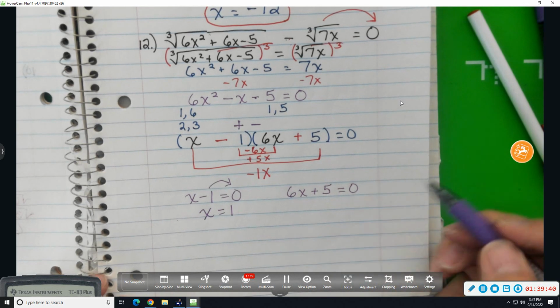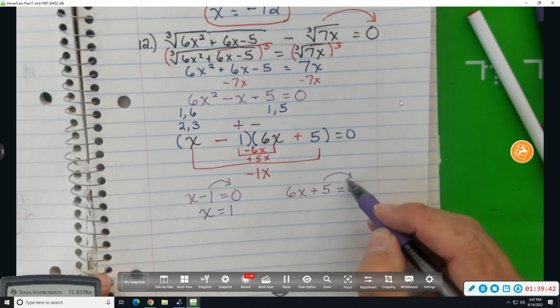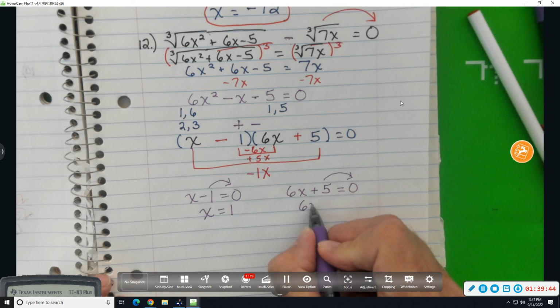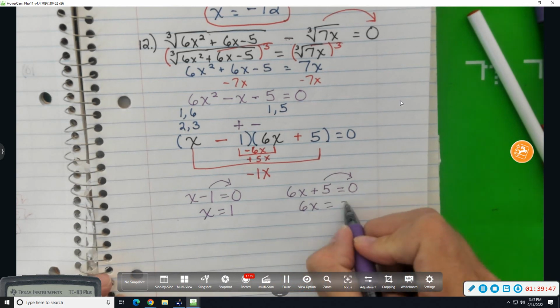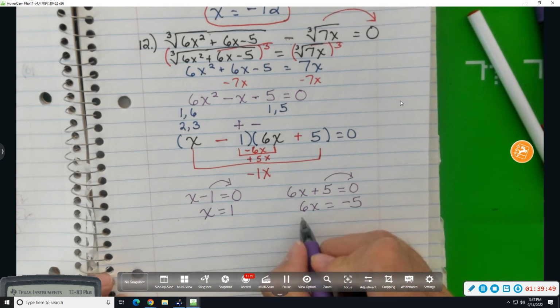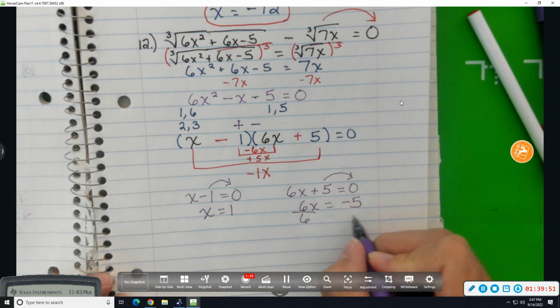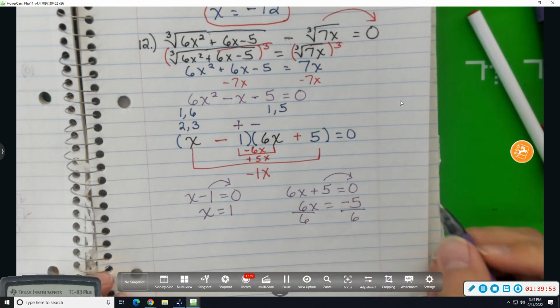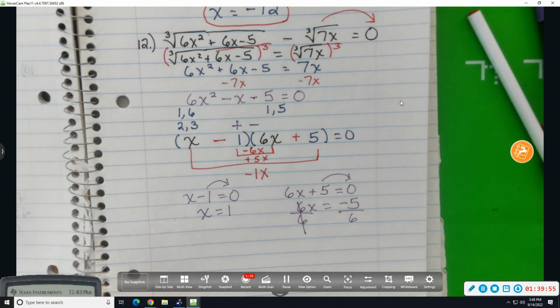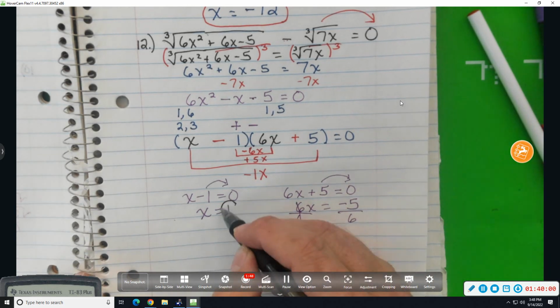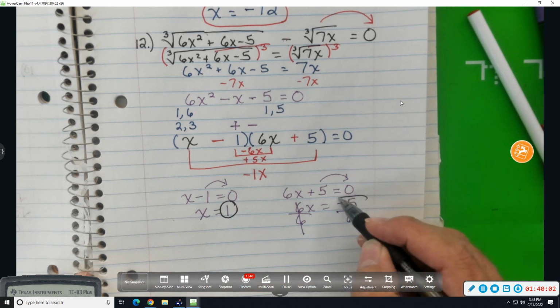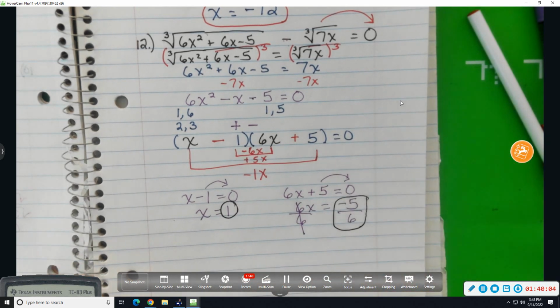And here's what. Is it going to be a negative 5 over 6? Are y'all caught up with me? You don't need to check it. It's a cube root, not a square root. So positive 1 and negative 5 over 6. Any questions before we type in those answers?